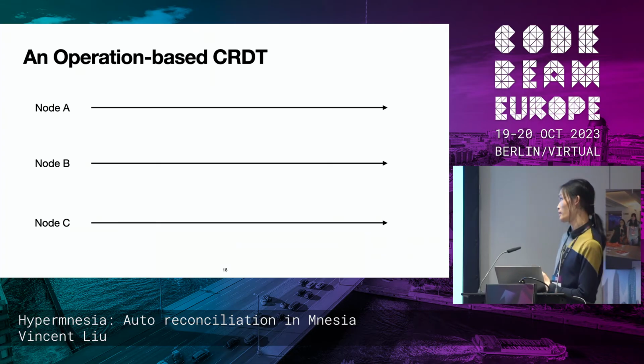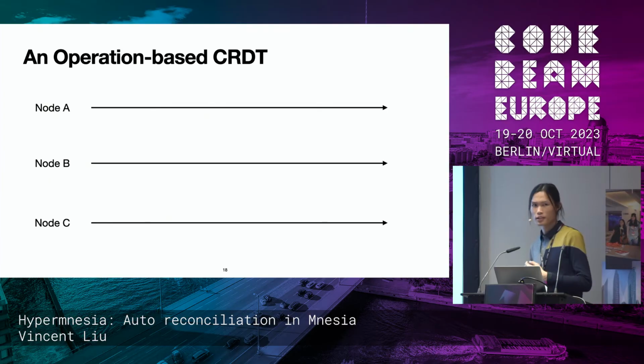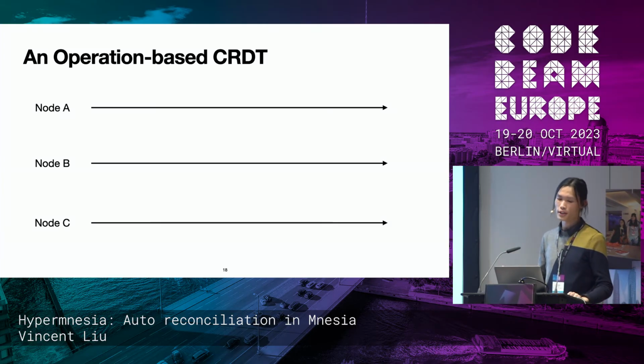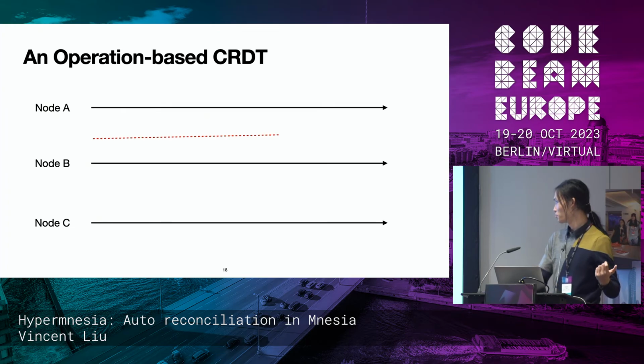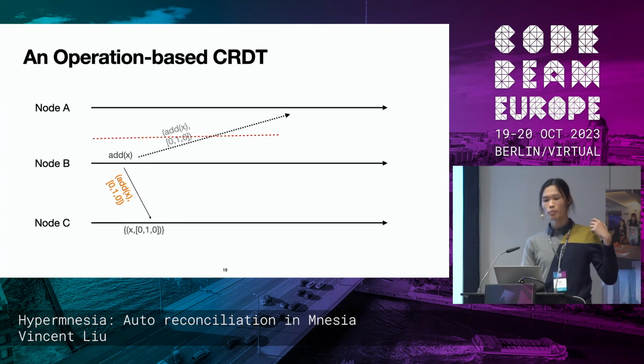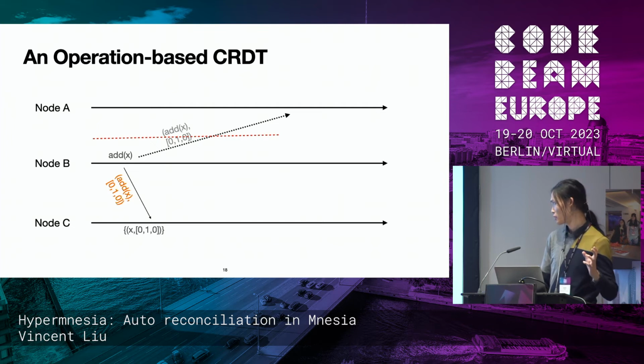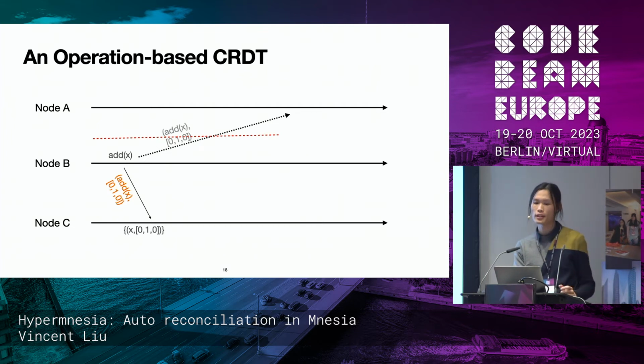So this is an example of an operation-based CRDT. It's one type of CRDT, and it's also been implemented in Hypermnesia. So same setup again, A, B, C, partition happens. This time we are going to send the add of x as well as a piece of metadata. The piece of metadata here is a timestamp.